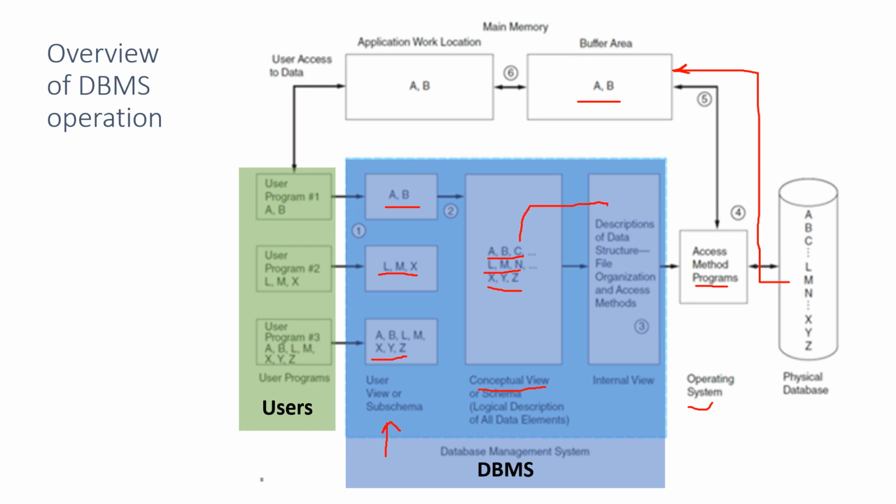And then the application work location will send, because let's say this is the example of user program 1, so they extract and store the data which is called by the user's program, and then step 6 is connected to the users, and then steps 4 and 5 are done again when the users update and store again to the database through the access method programs. Okay, so that's as simple as that.